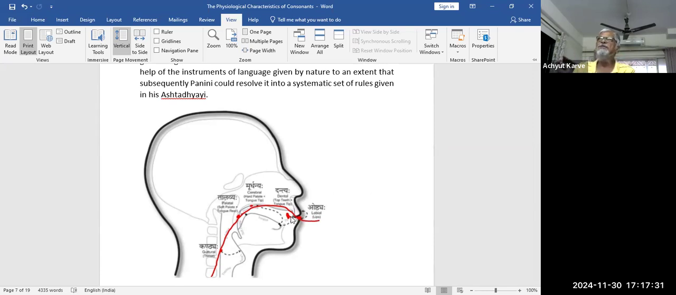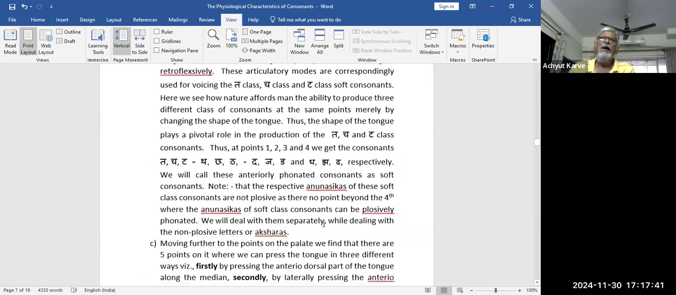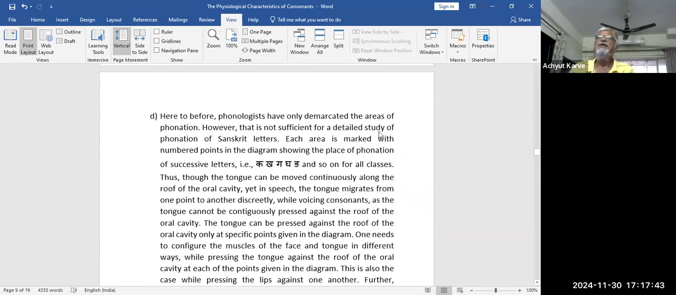So where is kha phonated with respect to ka? Where is ga phonated with respect to ka? That they are not describing. So it is halfway. Each area is marked with numbers. However, that is not sufficient for a detailed study of phonation of Sanskrit letters. Each area is marked with numbered points in the diagram, showing the place of phonation of successive letters, ka, kha, ga, gha, nga, and so on for all classes.